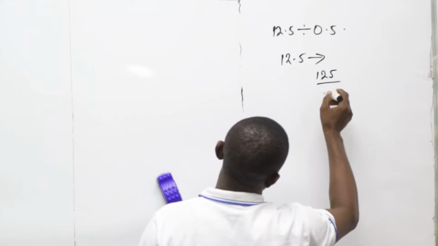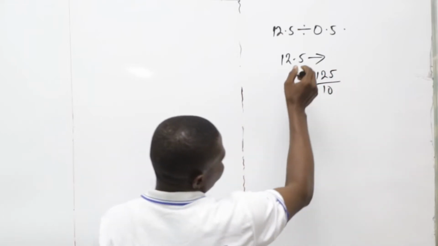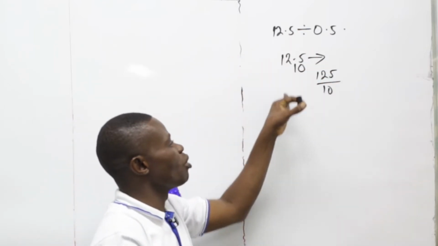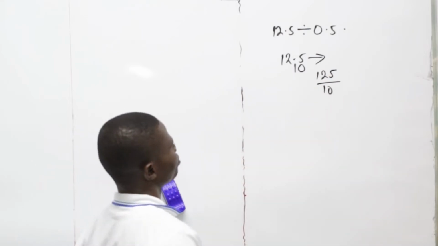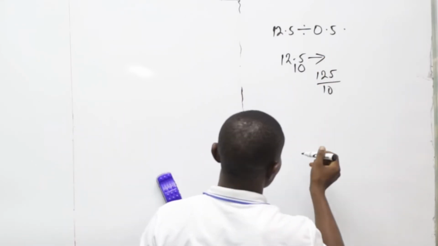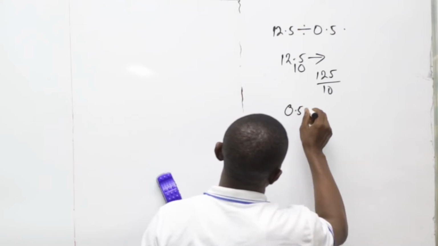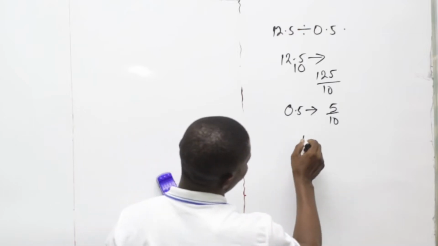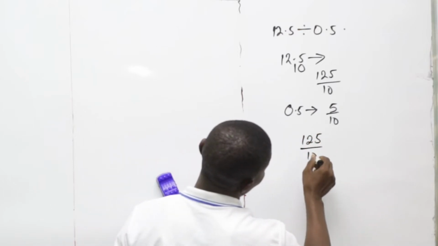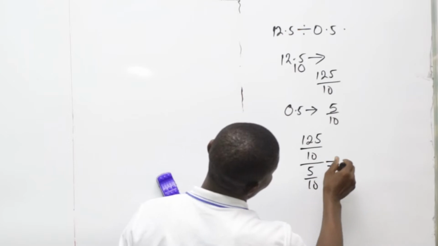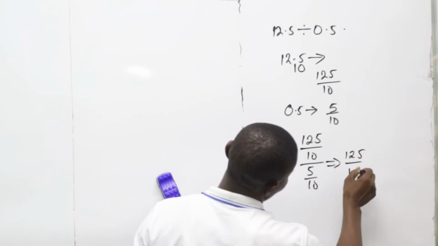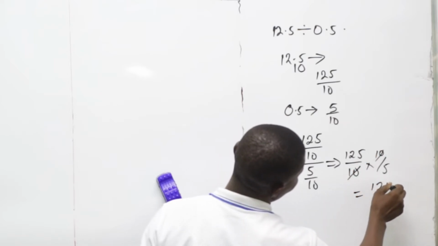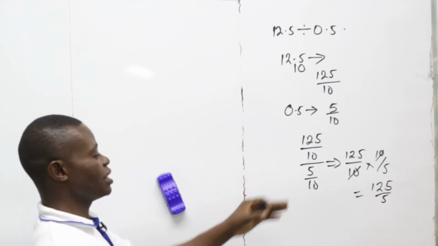125 all over 10. That is, when you call decimal 1, this one is 0, which is 10. Convert to a whole number, 125 all over 10. Then 0.5 implies 5 all over 10. Meaning, 125 all over 10 divided by 5 all over 10 implies 125 all over 10 times 10 all over 5. Cancel, cancel, we have 125 over 5. So we are dividing a whole number.